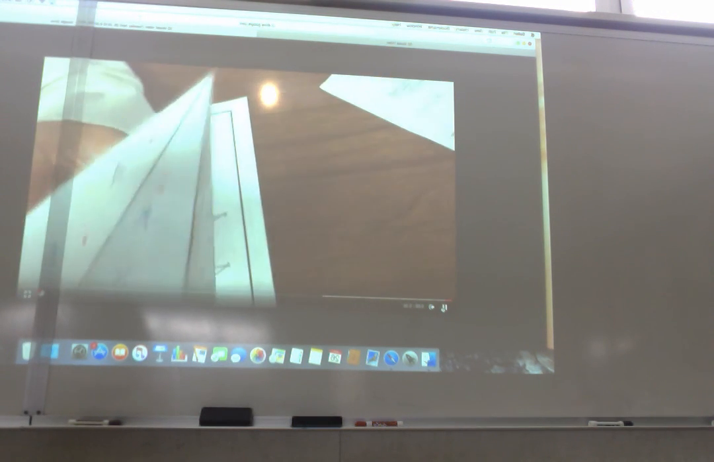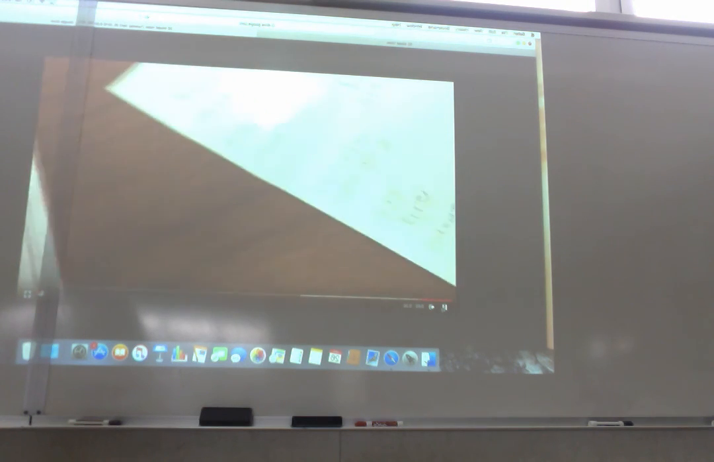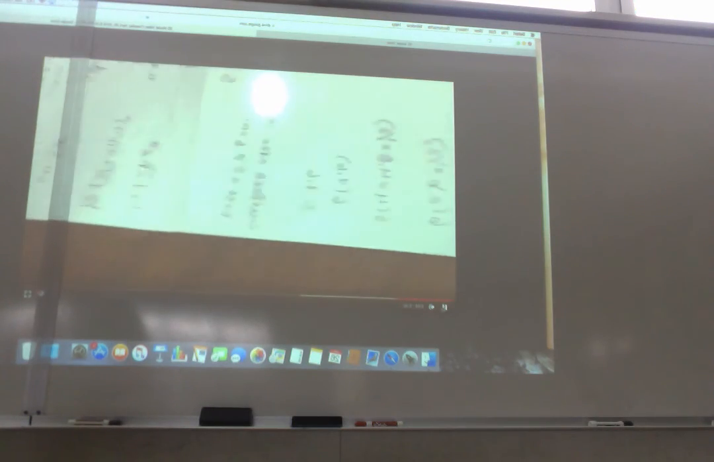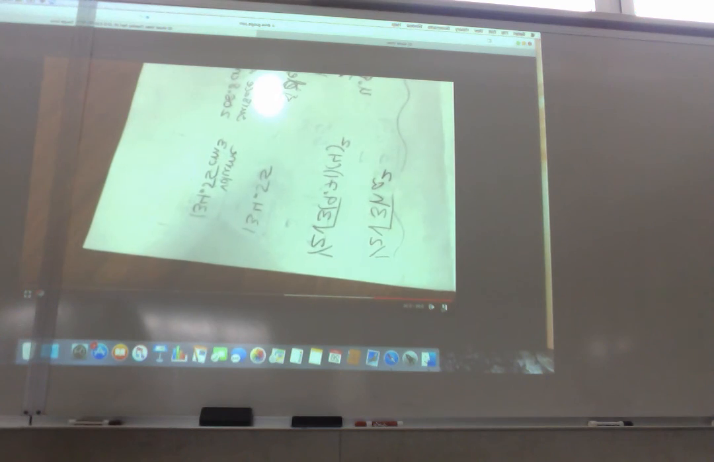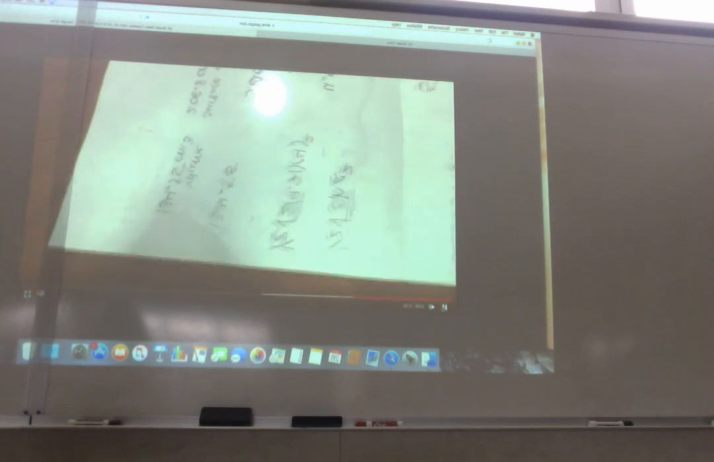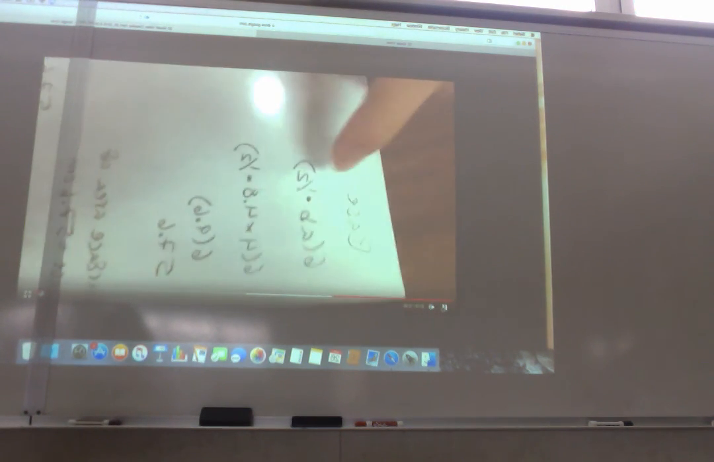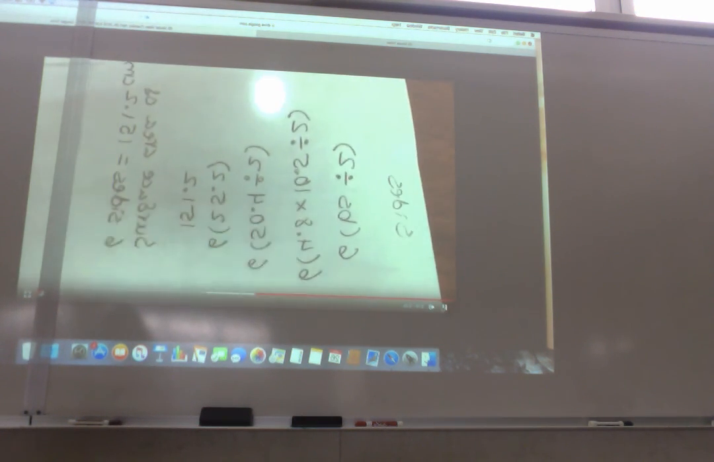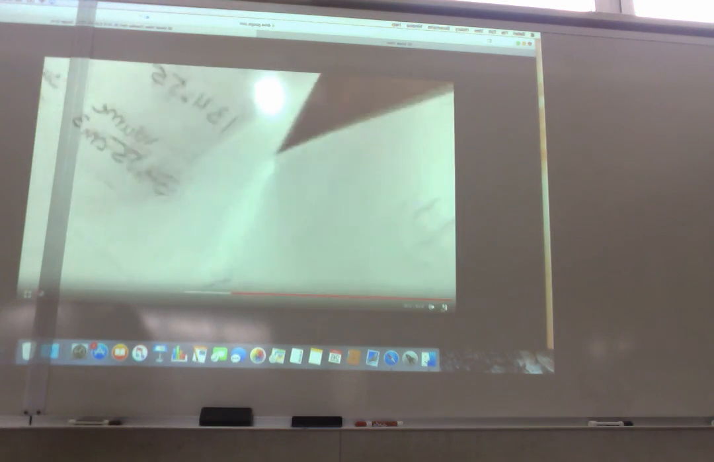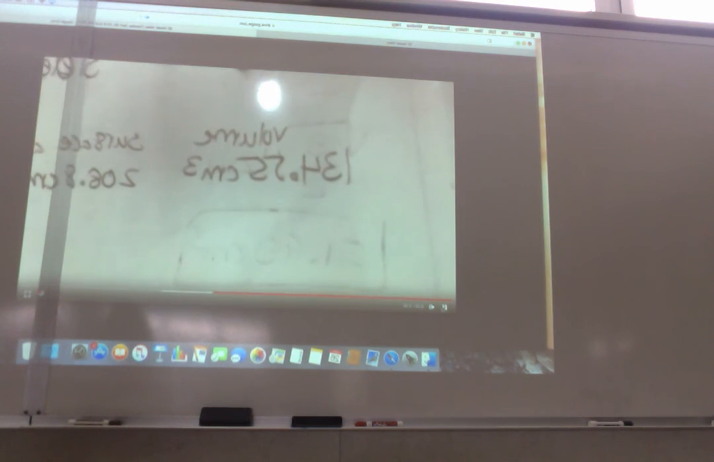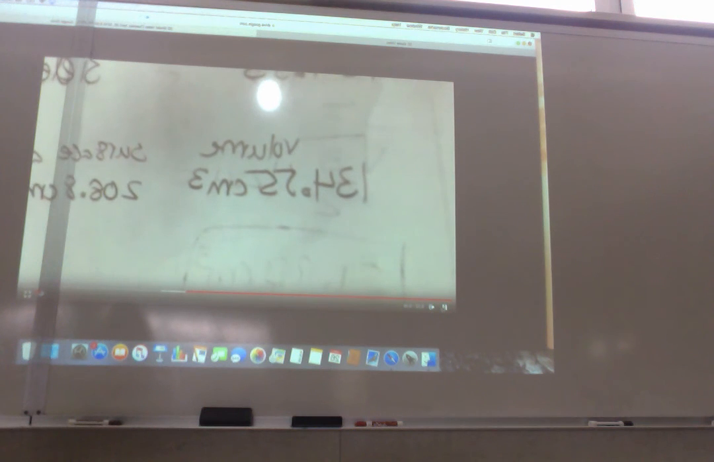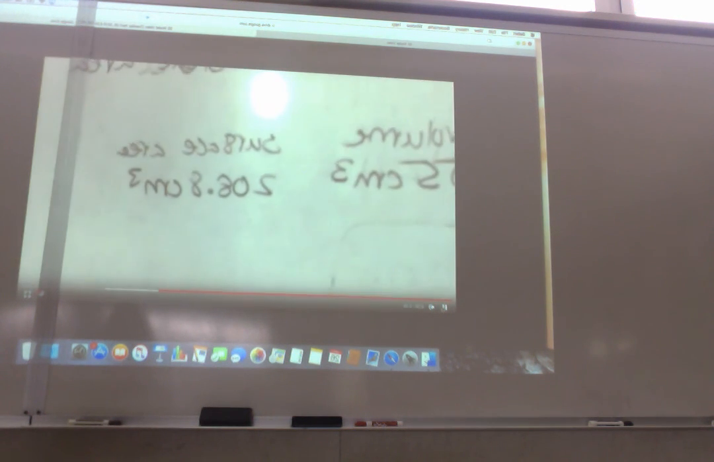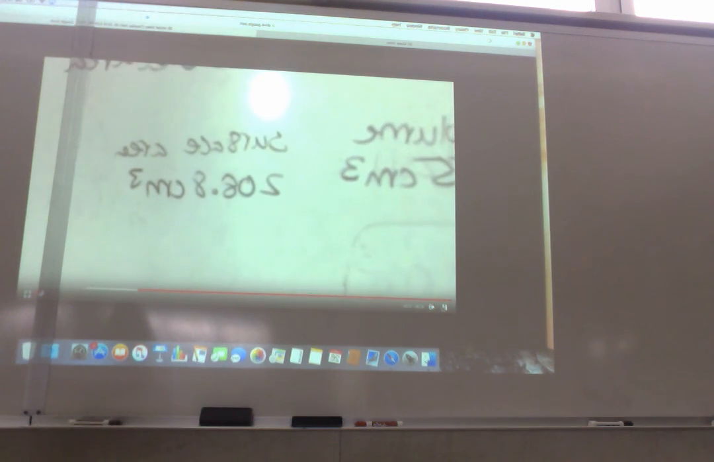36 seconds. This is the hexagonal pyramid. And to find the volume and surface area, she used 6 sides instead of 4 sides. And these are the equations that she used. 6 times AB times a half. And then 6 times BS divided by 2. The volume is 134.55 centimeters cubed. And the surface area is 208.8 centimeters cubed.